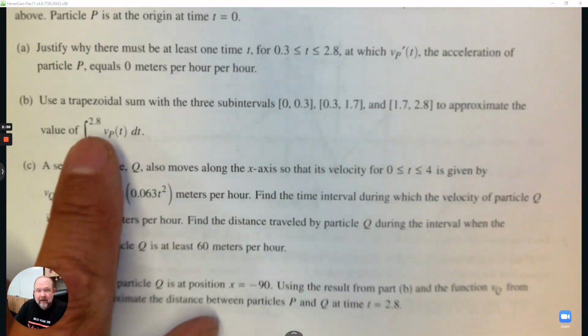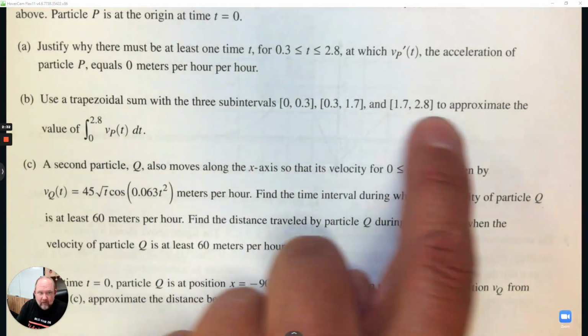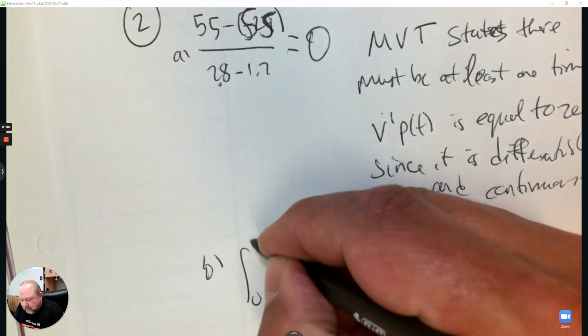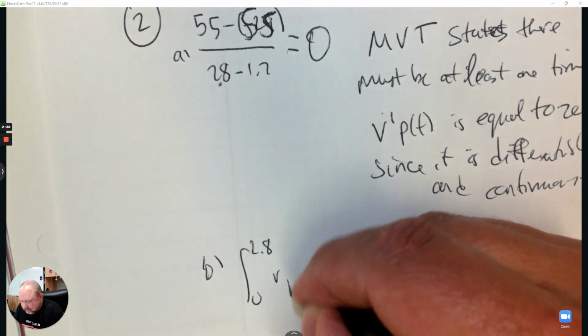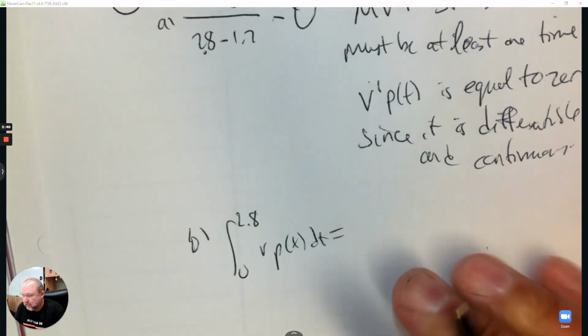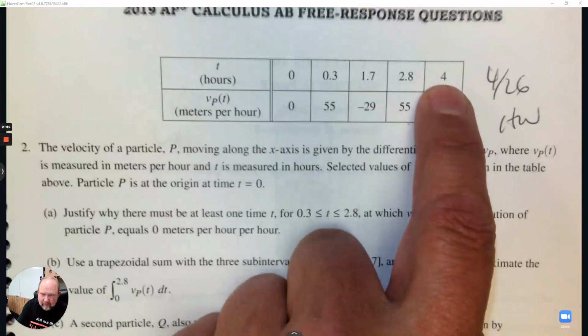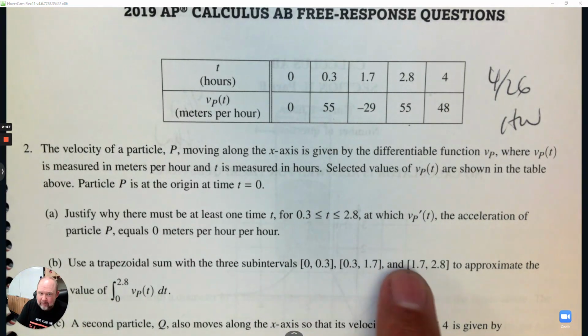A trapezoidal sum, using those to approximate that integration. So I want to integrate from 0 to 2.8. Write down what you're doing. A trapezoidal sum, all the widths are not the same. So we have to go by each trapezoid one at a time.